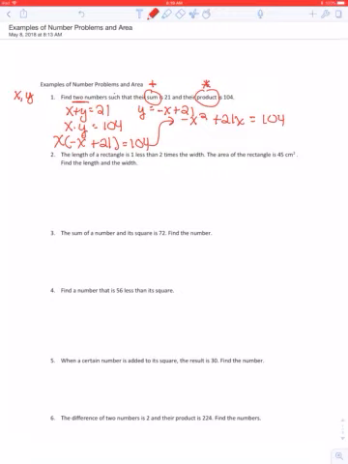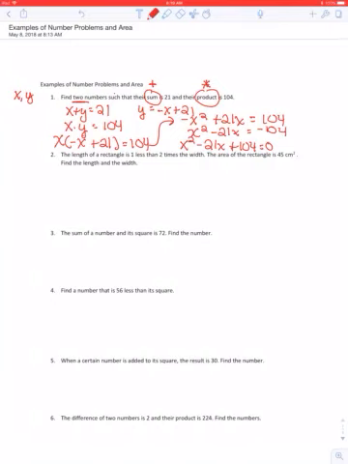I don't like negatives at the beginning of a quadratic, so I'm going to divide by negative 1. And I have to divide everything by negative 1, which makes that negative 104. And then remember, in order to solve a quadratic, it has to be equal to 0. So then I'm going to pull that 104 and set it equal to 0.